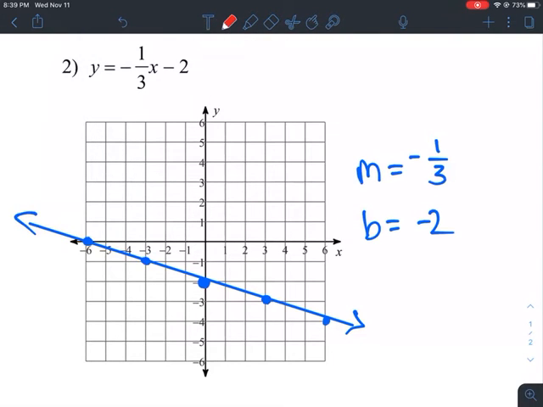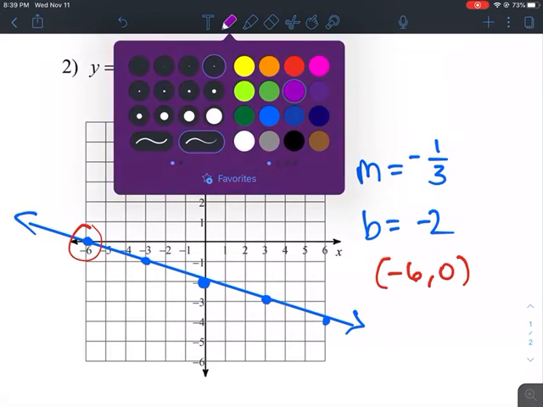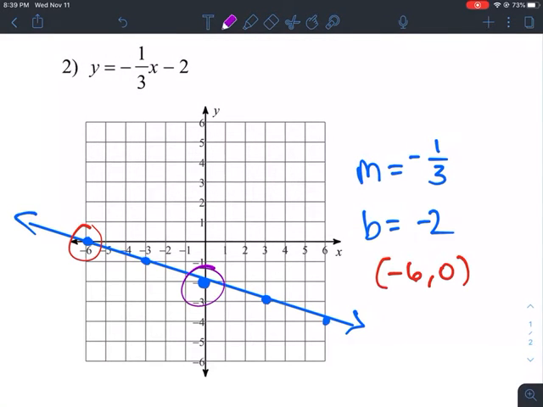Another reason why it's good to go all the way across the graph for these is because we're looking for intercepts. And as you know, sometimes when you just draw a line, even if you use a ruler, it can kind of be off a little bit. So it's always good to use rise over run. Anyway, my x-intercept is where it touches the x-axis, so the point -6, 0. And the y-intercept is where it touches the y-axis, so the point 0, -2.